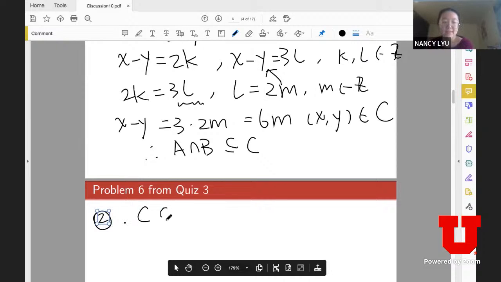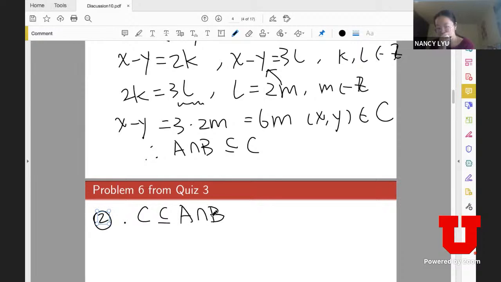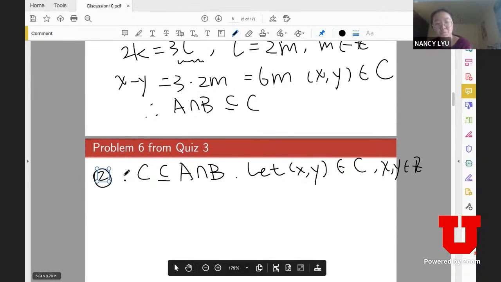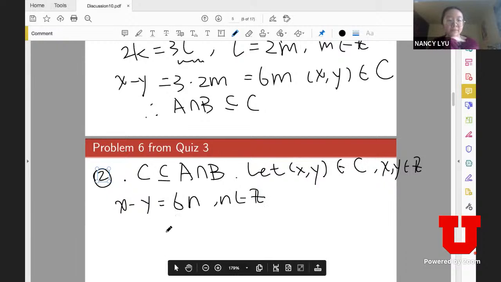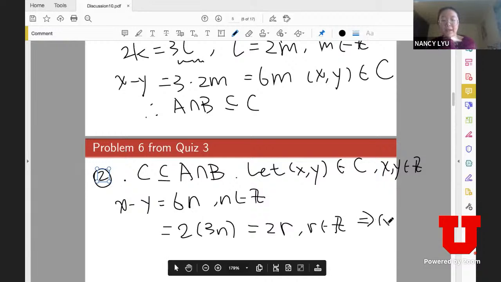And now we have the second part, showing that C is actually a subset of A intersects B. Like always, we let x, y belong to set C, where x and y are all integers. And then we have x minus y equal to 6n, where n is an integer. So right now we can rewrite 6n as 2 times 3n. And by closure, we can conclude that that is equal to 2r. And that implies your x, y is in set A.